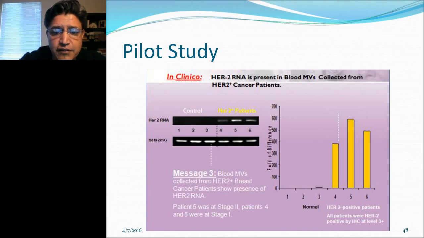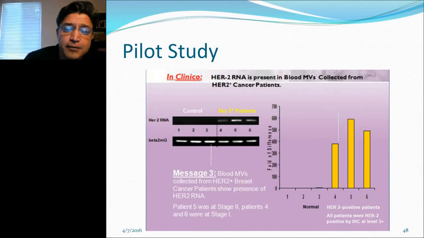And so you see that there's definitely a stark difference between the two groups using PCR. Of note in the positive groups, number 5 is a stage 2, and numbers 4 and 6 are stage 1. So that was an early indication that you could identify the disease very early on.